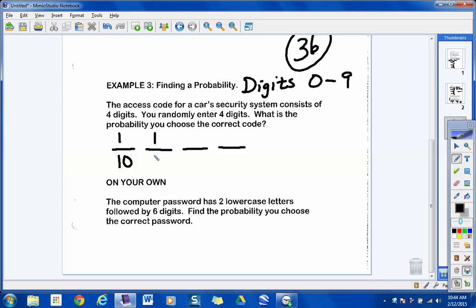1 out of 10. Right? 1 out of 10. Okay, because it could go 3, 3, right? Numbers could repeat, couldn't they? Yep. Kind of like on mine. You know what my code is? 0, 0, 0. 3, 1, 3, 1.